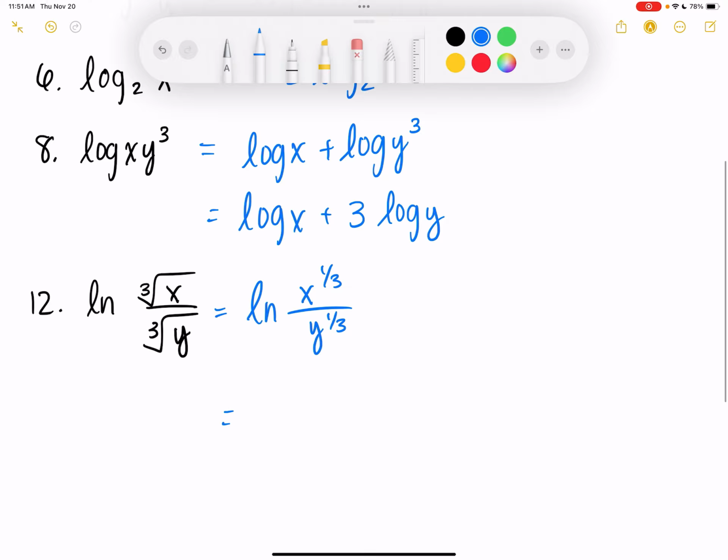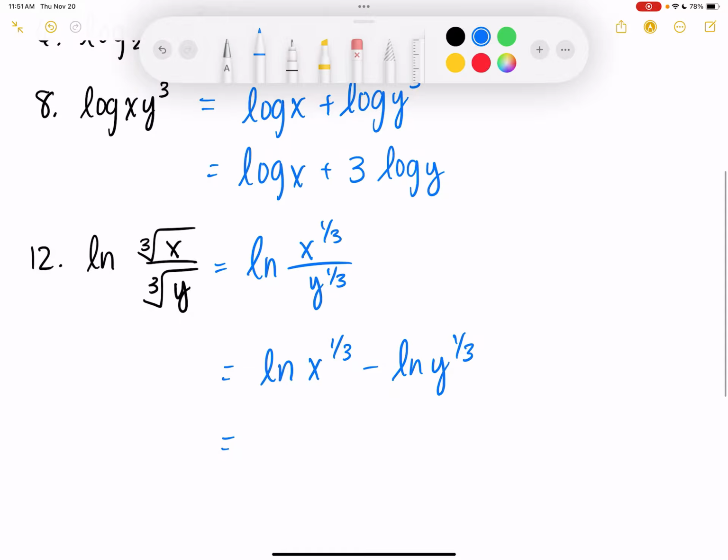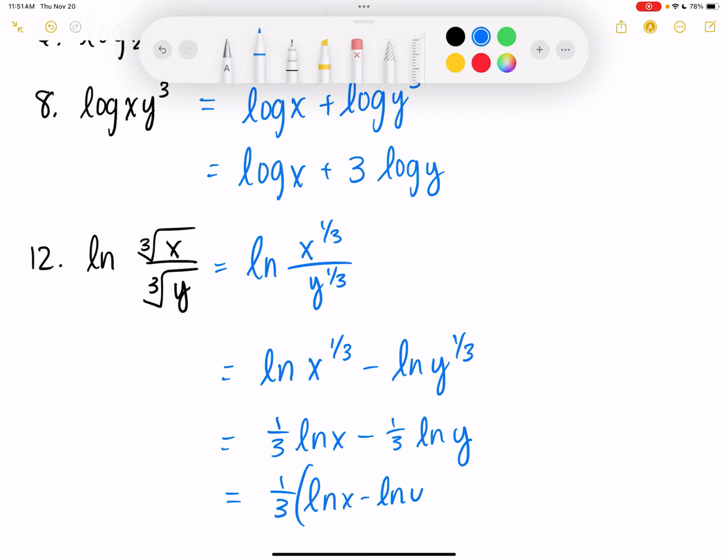So this is going to become the ln of x to the 1/3 minus the ln of y to the 1/3. And then we'll put the 1/3 in the front. So 1/3 ln of x minus 1/3 ln of y. Is there anything else I can do to this? Absolutely. Factor out, take out a 1/3. So 1/3 times the ln of x minus the ln of y.